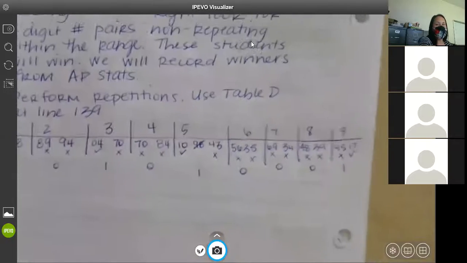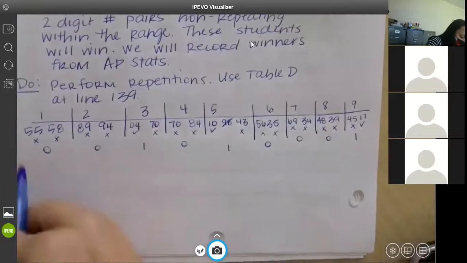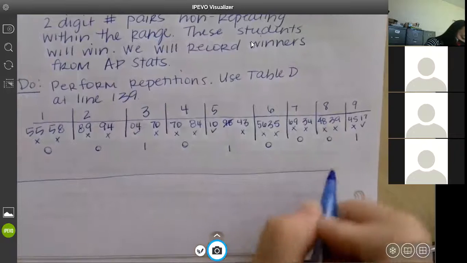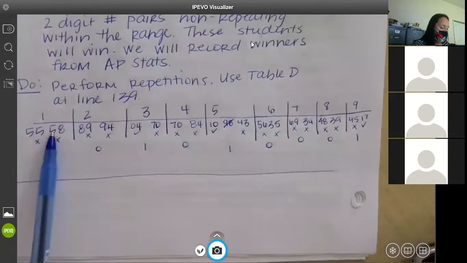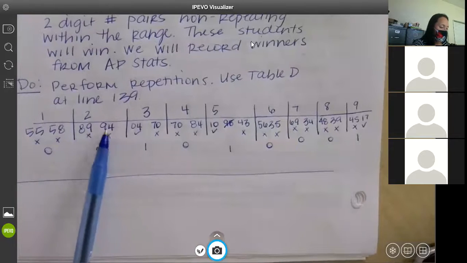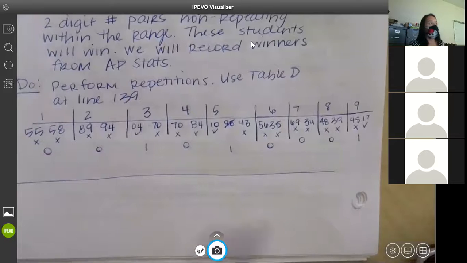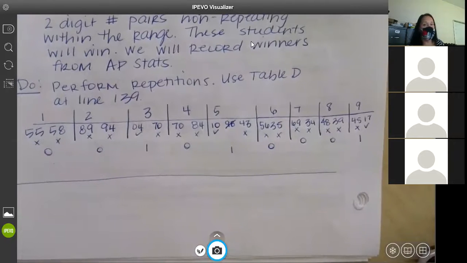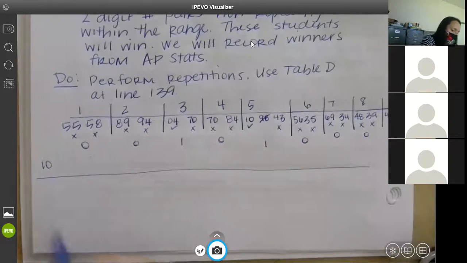All right, I'm gonna try to squeeze these in there so you guys can see them. When we're using table D, we're looking at these consecutively. The table D should look like this: 5, 5, 5, 8, 8, 9, 4, 0, 4. And then you just keep going, and when you run out of line 139, you go down to 140. Is everybody good with that? So then your 10th one is 19 and 12.